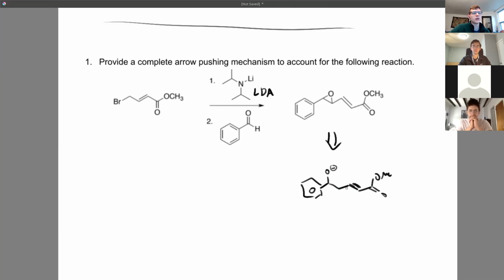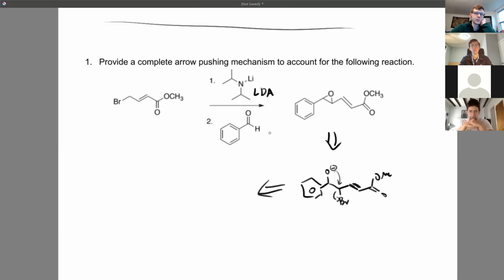Okay, and then, well, we're getting rid of something here, right? If we want to form an epoxide this way. So let's say the bromine is still there, right? It's possible, maybe we just don't get rid of it. And then from that bromine leaving, we can form our epoxide ring on that bond.